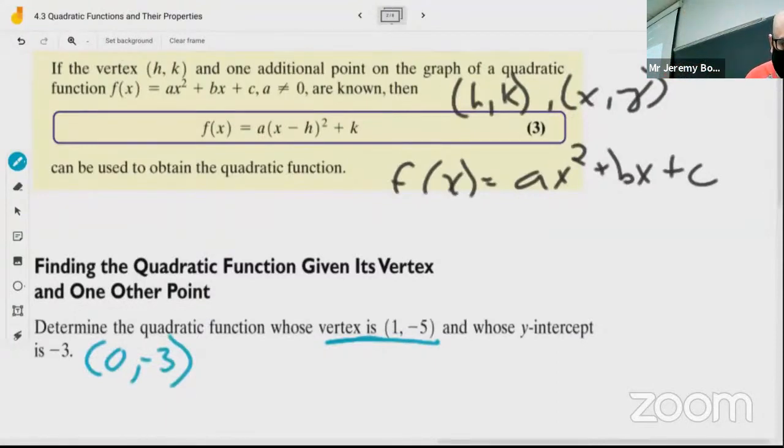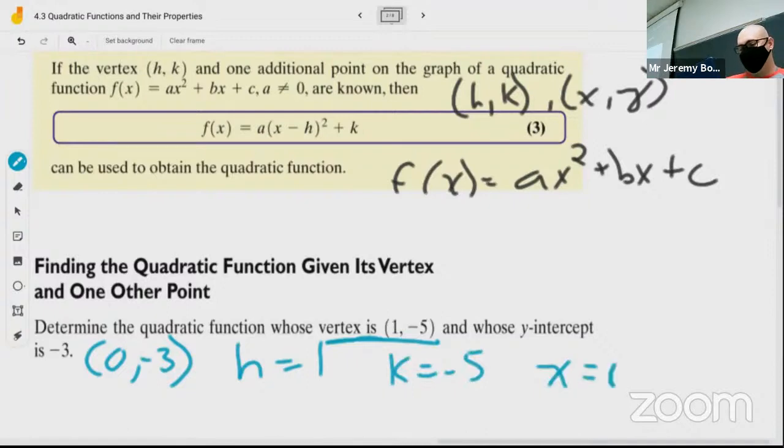And so the y-intercept being -3 means that I have the point (0, -3) as well. So now I have all that I should need. I have a point, I have a vertex. So that means that I know h is 1, k is -5, and an xy pair, x is 0, y is -3.